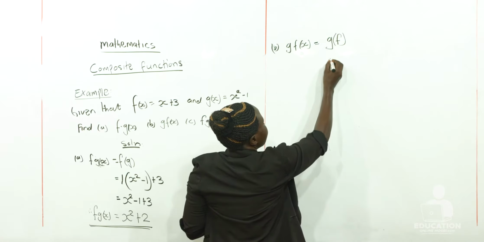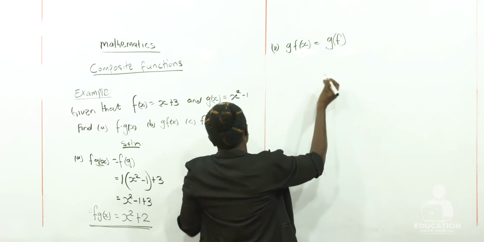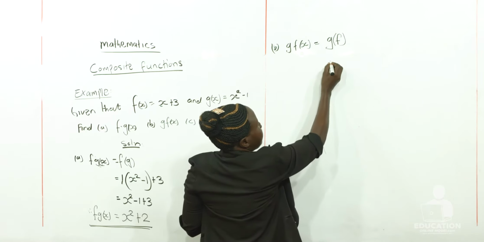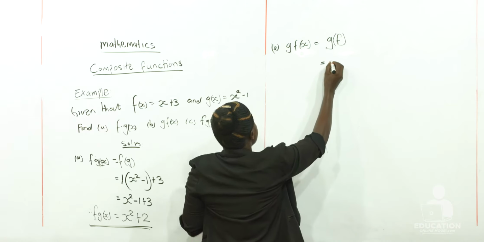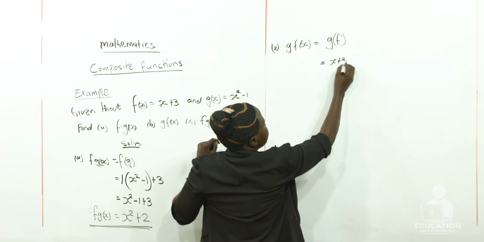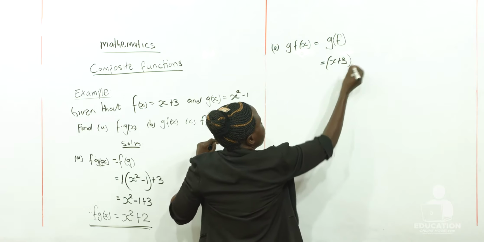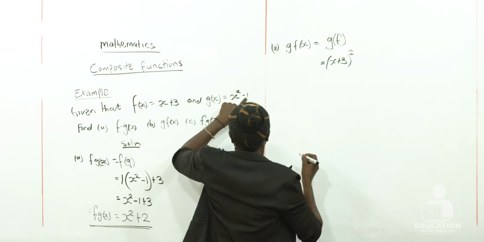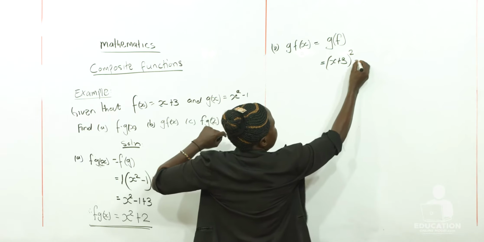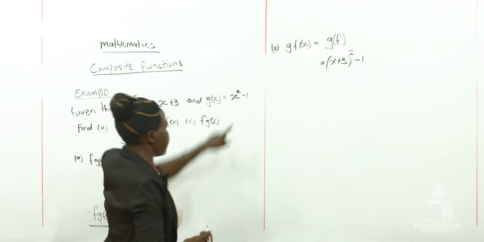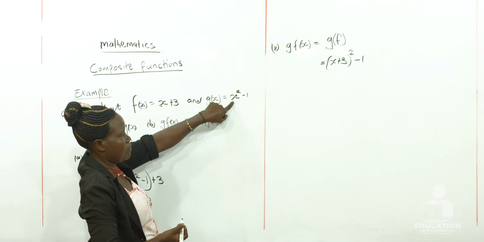We simply say, since g is in a square, the coefficient, we shall fill the function f, which is x plus 3. So we say square it. And then the remaining constant will be outside here. So that is how you substitute if it is in a quadratic form.